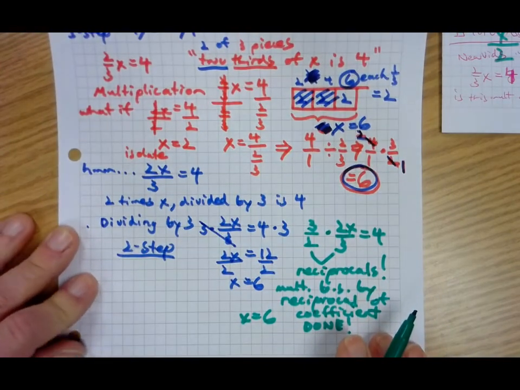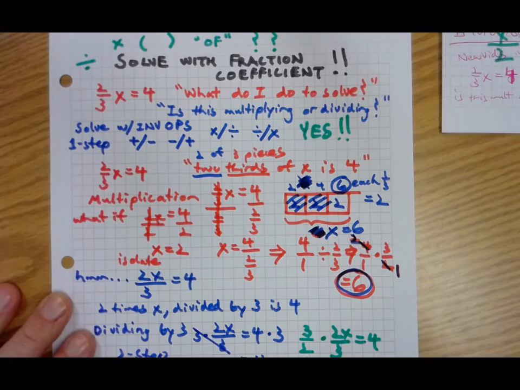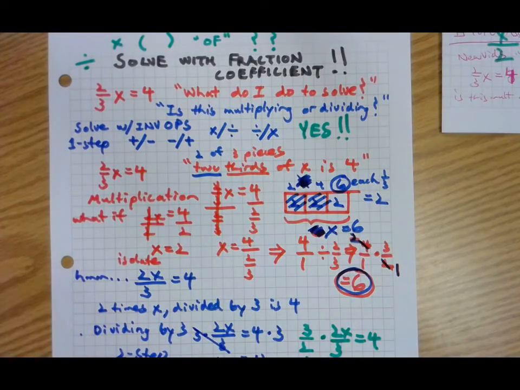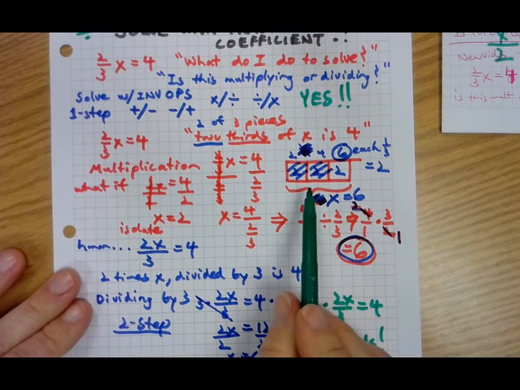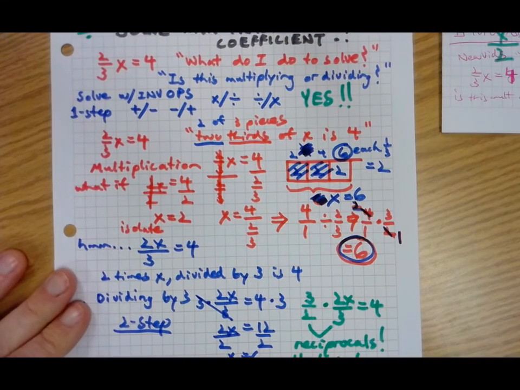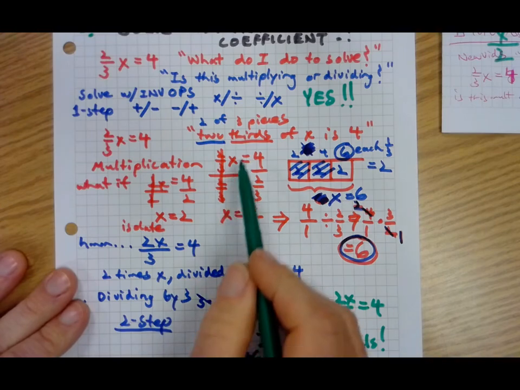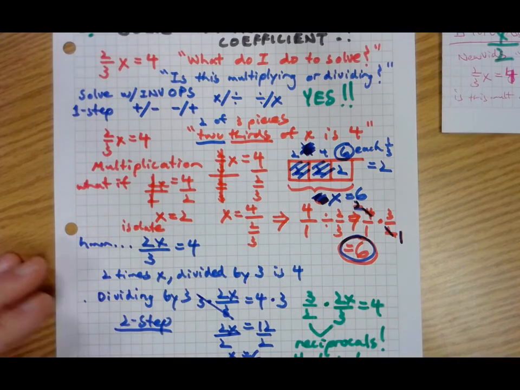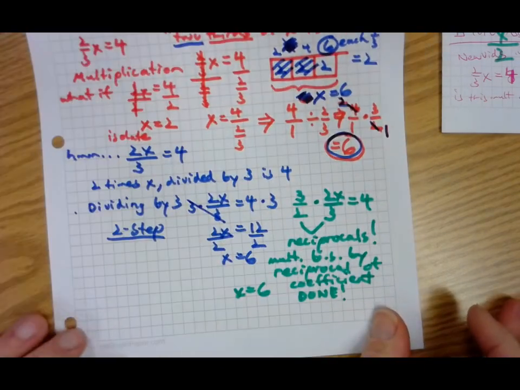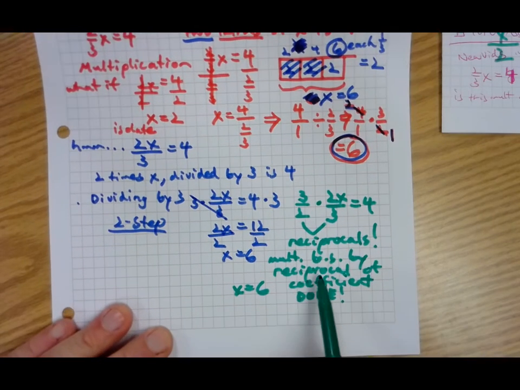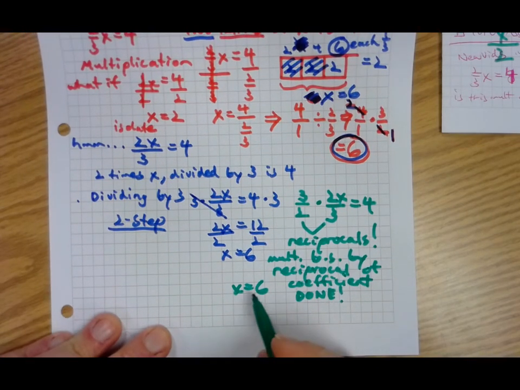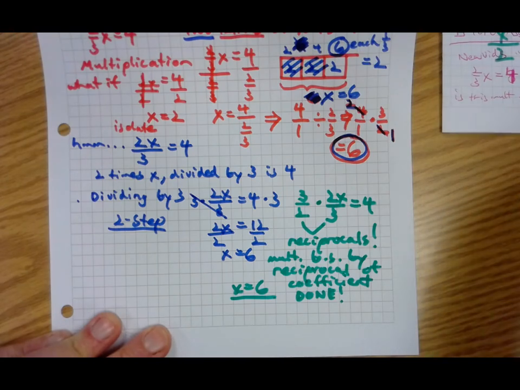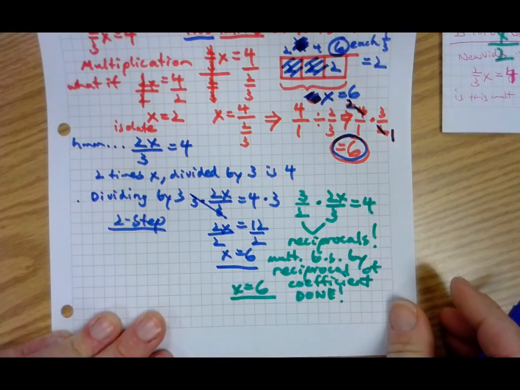So now we've got, back to the top, is this multiplying or dividing? Yes, it's multiplying and dividing, or it's multiplying or dividing. Your choice. We have pictures that show one way of thinking about it. We can divide by fractions, which is another way of doing it, or we can multiply by the reciprocal on both sides. We get the same answer every time, which means they're all good.